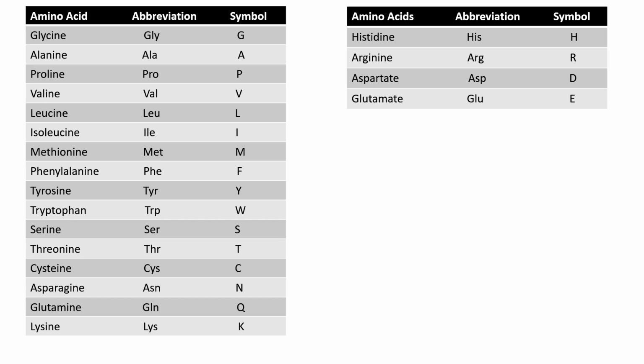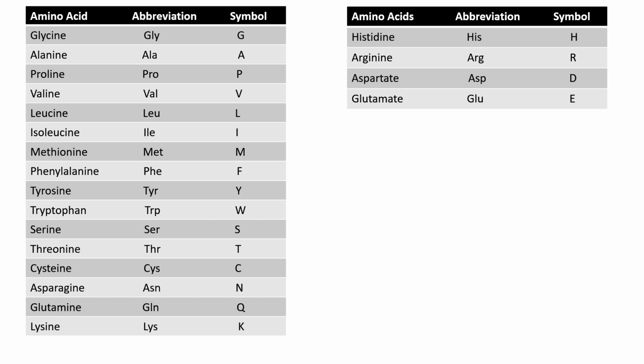Tryptophan, abbreviation TRP and symbol W. Serine, SER, S. Threonine, THR, T. Cysteine, CYS, C. Asparagine, ASN, N. Glutamine, GLN, Q. Lysine, abbreviation LYS and symbol K. Histidine, abbreviation HIS and symbol H. Arginine, ARG and symbol R. Aspartate, ASP and symbol D. Glutamate, GLU and symbol E.